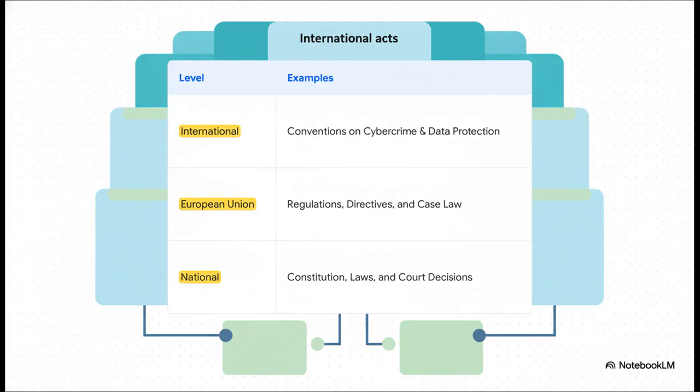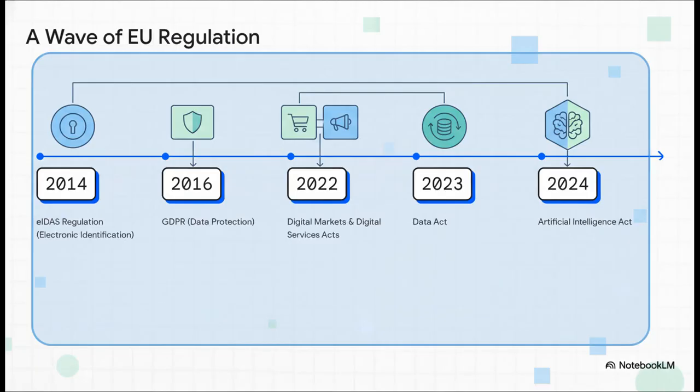At the very top, you have international law, things like conventions on cybercrime and data protection. Then you have the European Union level, which, as we'll see, is becoming incredibly dominant. And finally, at the base, you have national law, constitutions, specific laws, and court decisions, which must all align with these higher sources. And you can really see the importance of that EU layer when you look at this timeline.